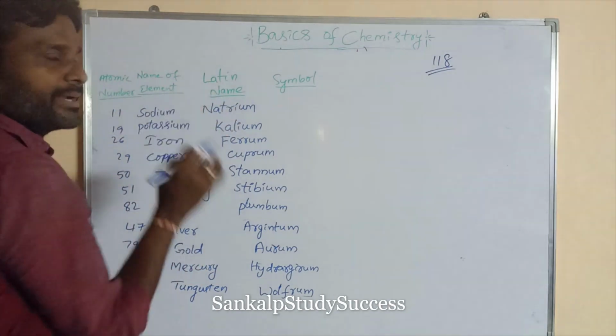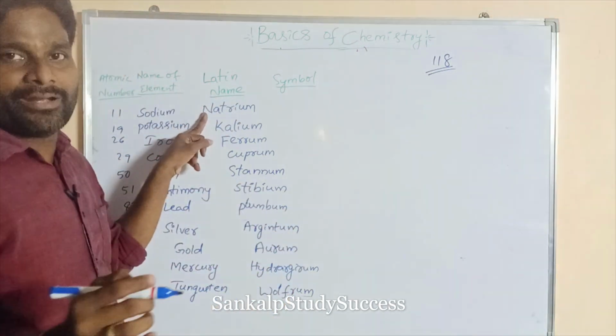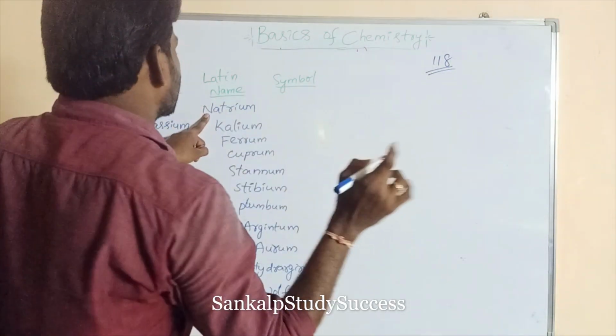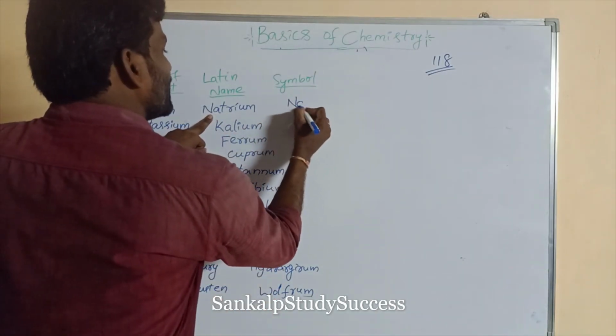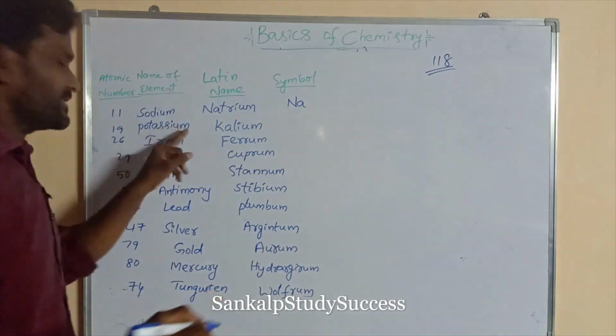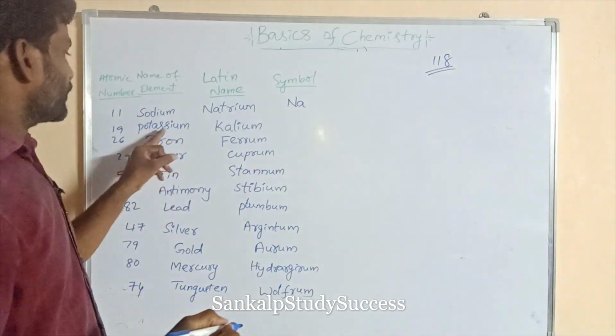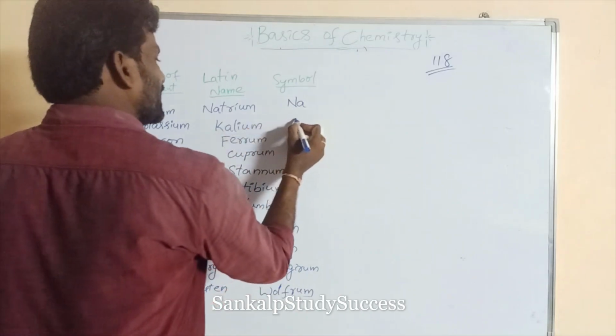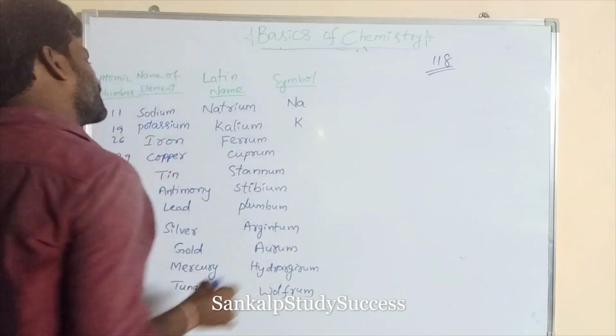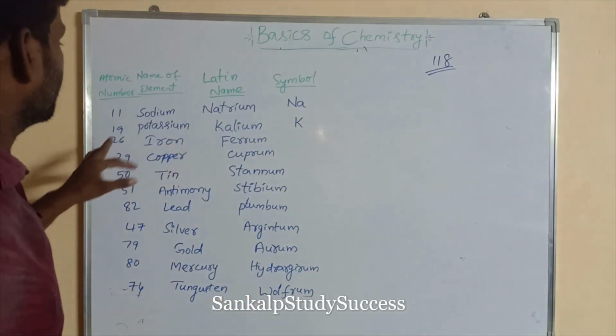Sodium, natrium. What is the first letter? N. N is already given for nitrogen. So the second letter is added to the first letter, and that is taken as Na. Next, potassium. What is its Latin name? Kalium. What is its first letter? K. K is not given for any other element, so K is taken as its symbol.